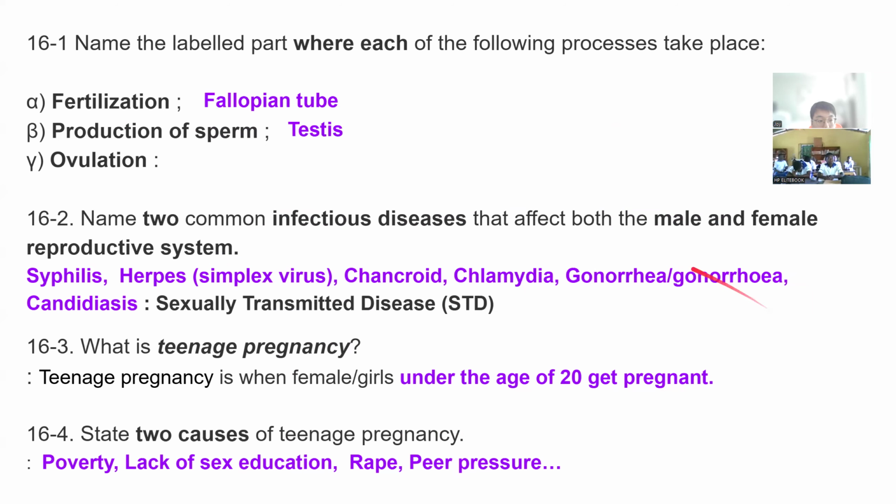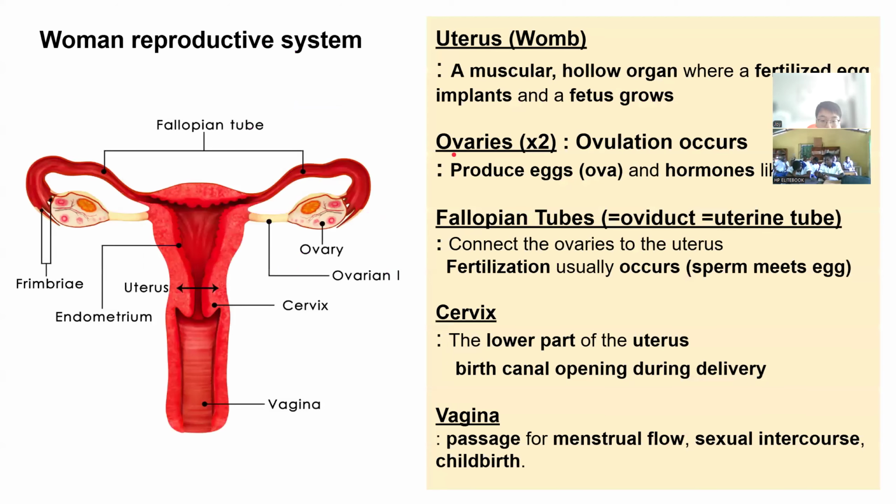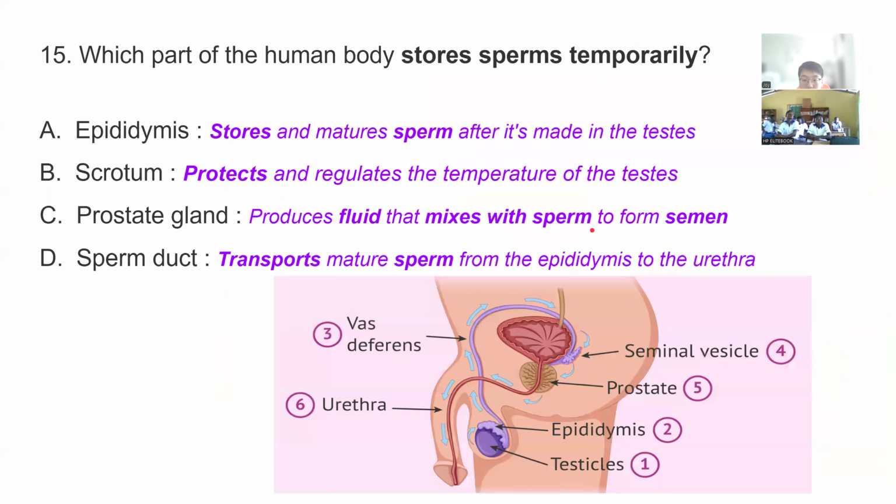The next question. Where does ovulation happen? Does anyone know the answer? The ovulation happens in the ovaries. So go back. So here, when we talked about the function of the ovaries, we said how it produces eggs, and the process of producing eggs is called ovulation. So it happens in the ovaries.